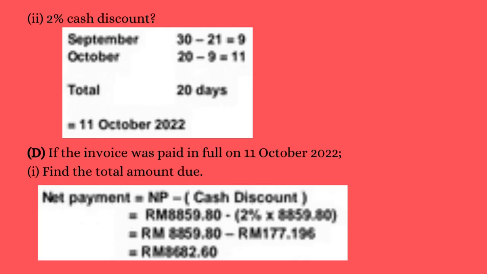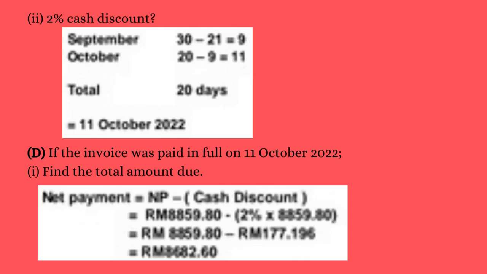So today I will present question 2C number 2, 2% cash discount. In September, 30 minus 20 is 9 and the total days is 20. So in October, 20 minus 9 will be 11. So the last date is 11 October 2022.